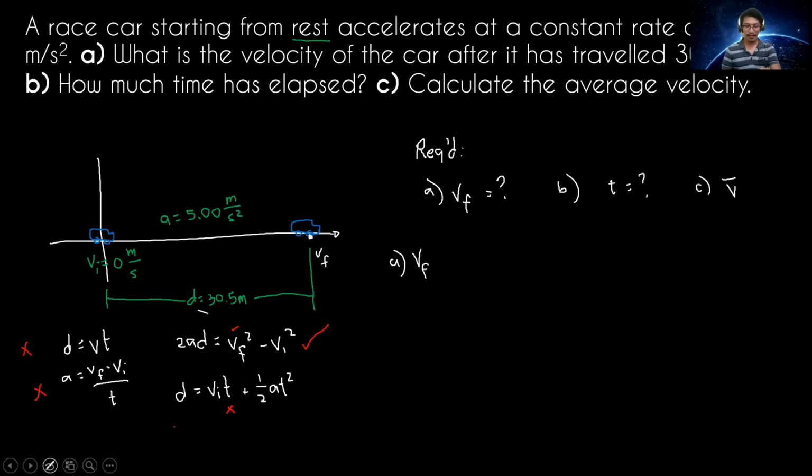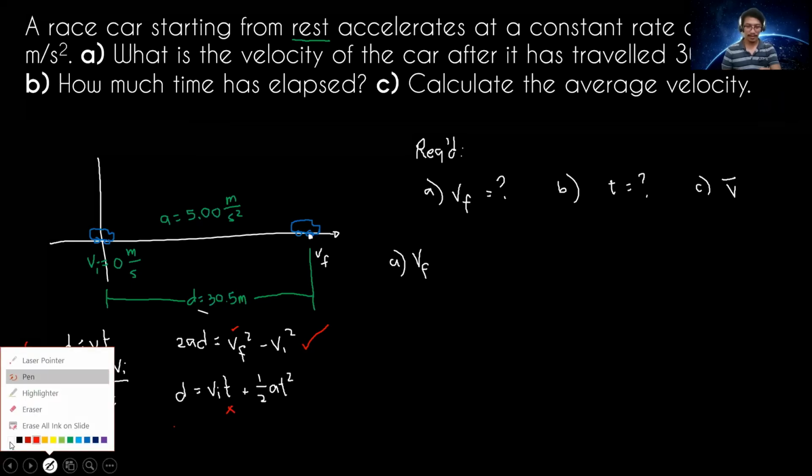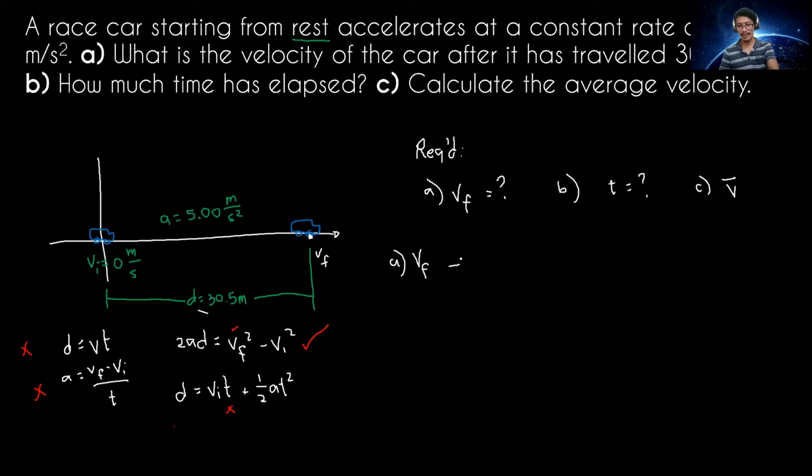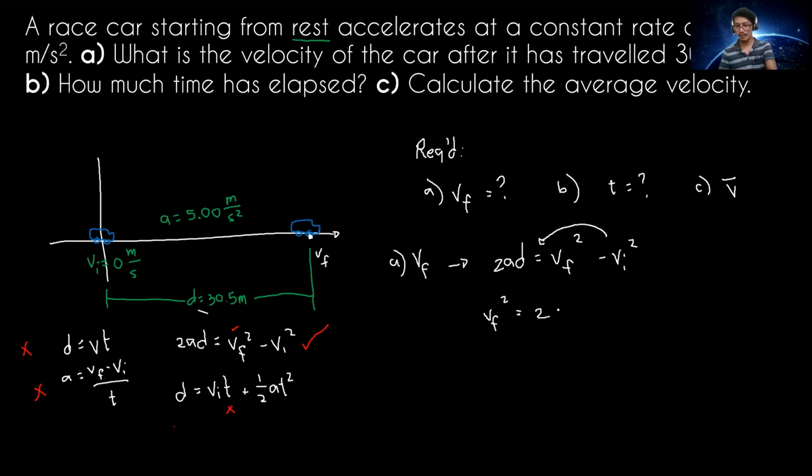Okay? So to solve with the third equation, we have twice the acceleration times displacement equals final velocity squared minus initial velocity squared. Follow. So we are going to transpose. We need the final velocity squared, so we transpose the initial velocity to the other side. So Vf squared is equal to 2 times acceleration times displacement plus the initial velocity squared. I hope it is clear.